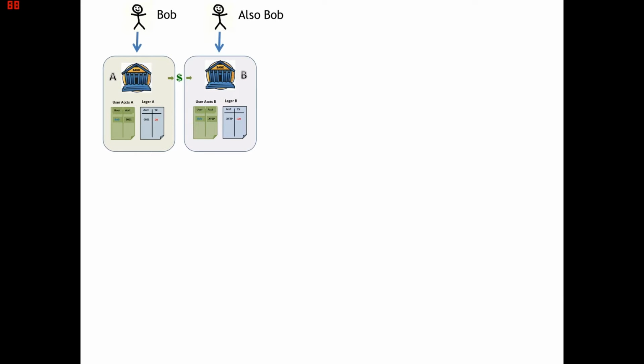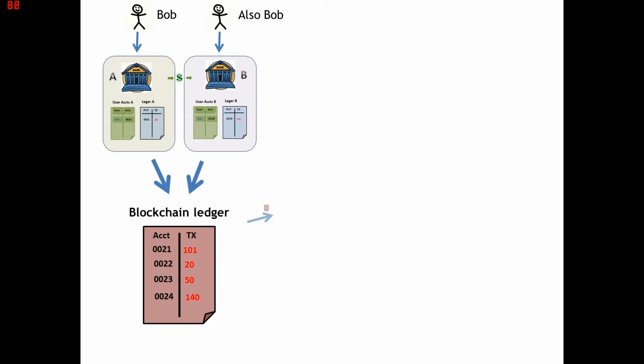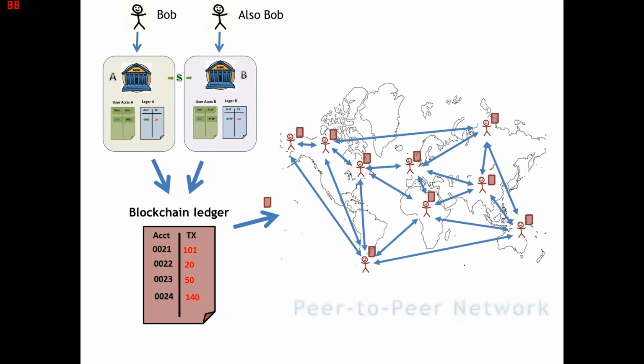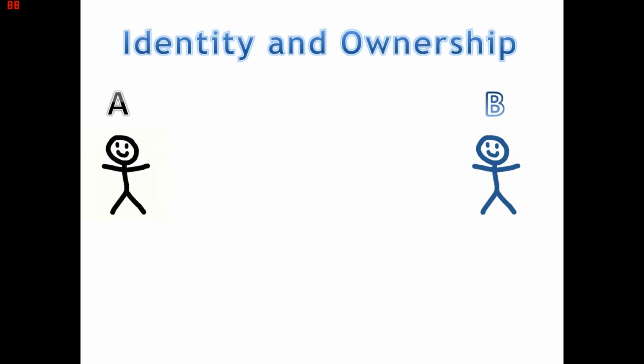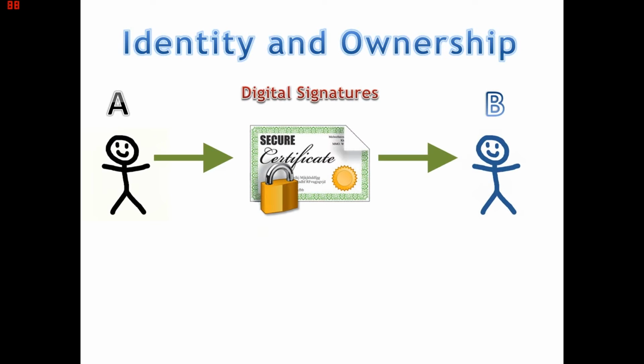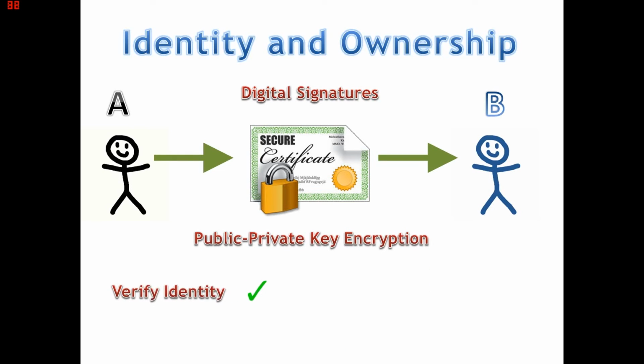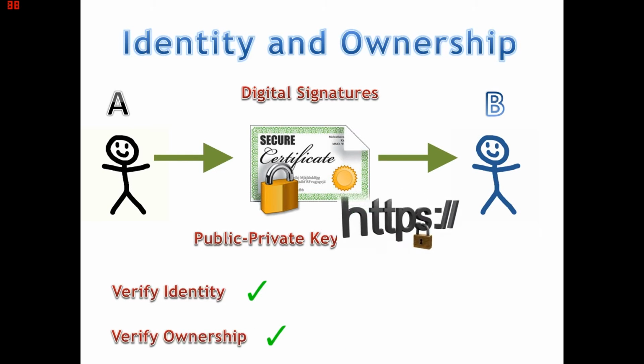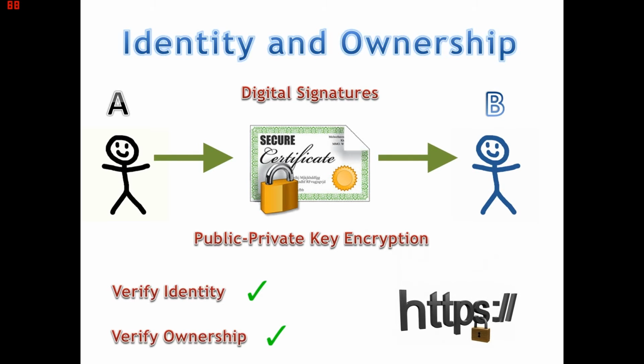Blockchain is different. Instead of multiple ledgers, there is one ledger, and everybody has a copy. And because everyone has a copy, all transactions are peer-to-peer. In blockchain, identity and ownership are guaranteed using digital signatures. These use encryption technology and so-called public-private key pairs. Ever seen HTTPS in the browser? That's using digital signature technology.